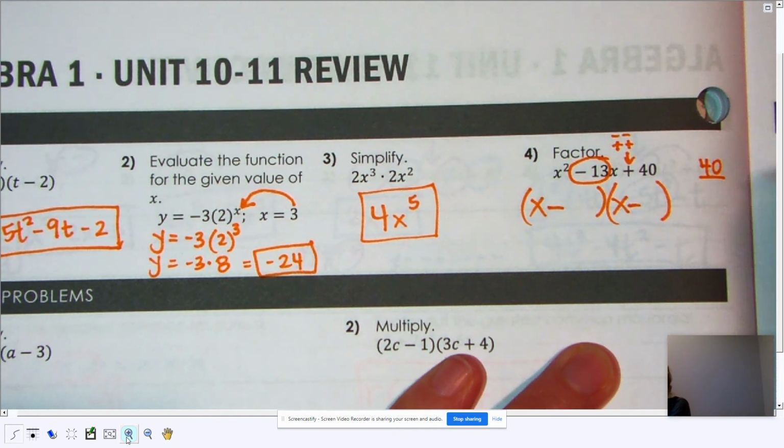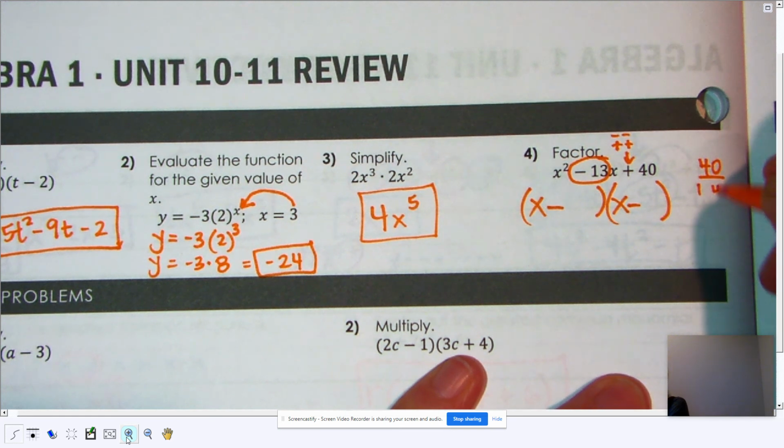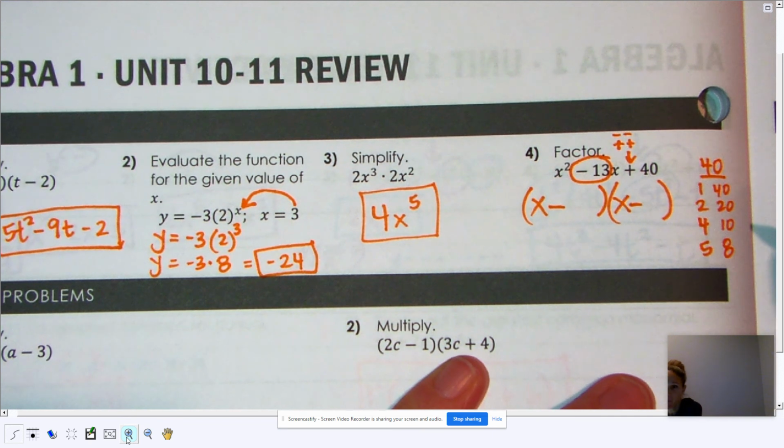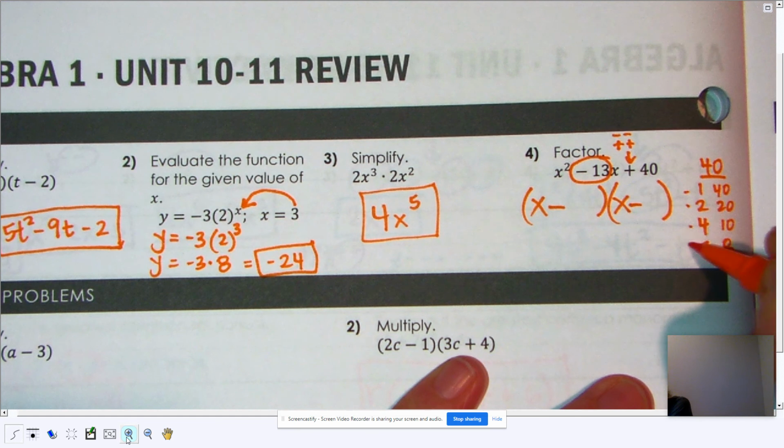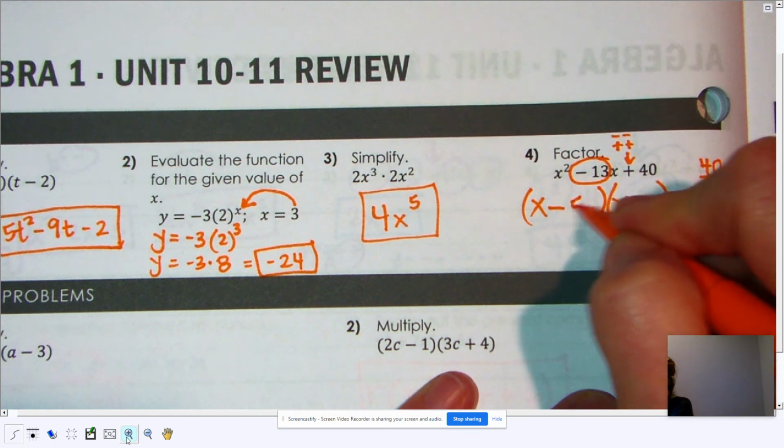And so I'm going to write all the things that make 40. 1 can go in, 2 can go in, 3 cannot, 4 can go in, and 5 can go in. 6 can't, 7 can't, 8 can, but it's already on the list, so we stop. So now I have to say, well, everything's negative, so I'm going to put minuses on everything. So then I need to say, what makes negative 13? Well, it would be the 5 and the 8.